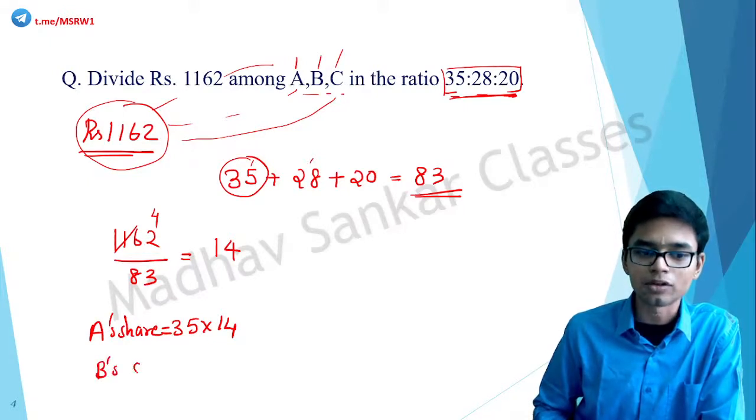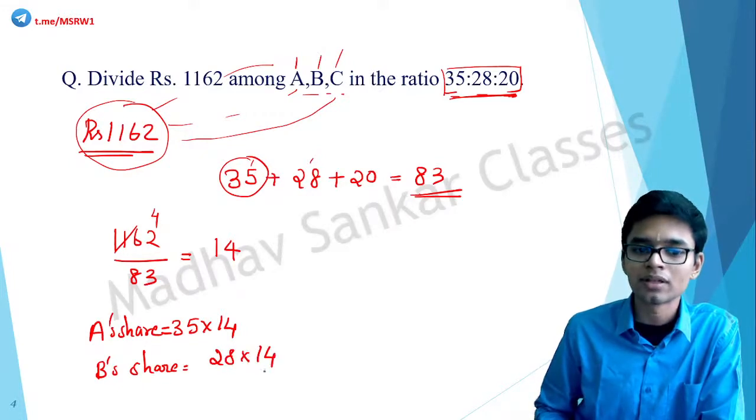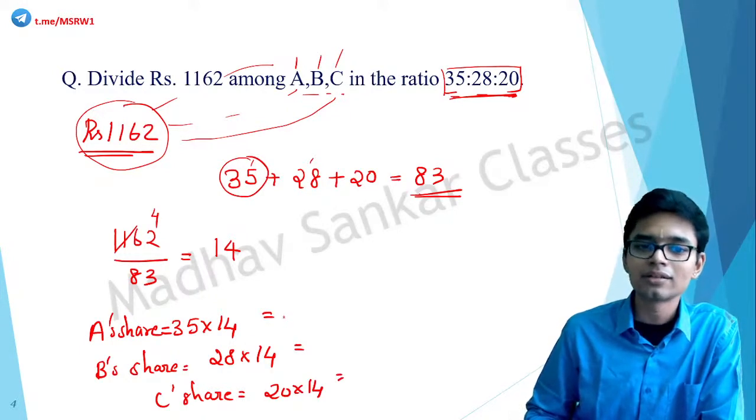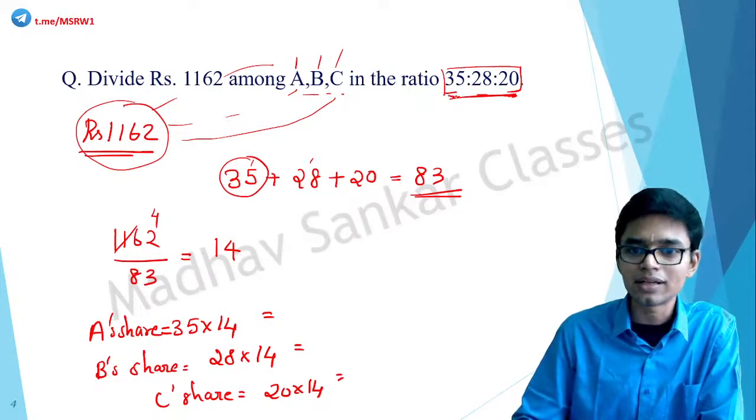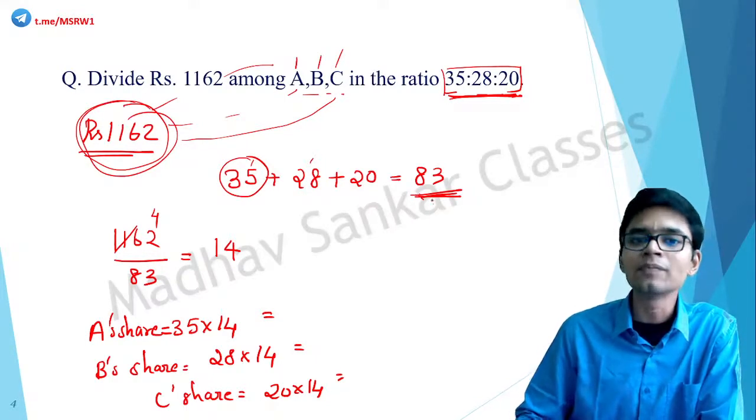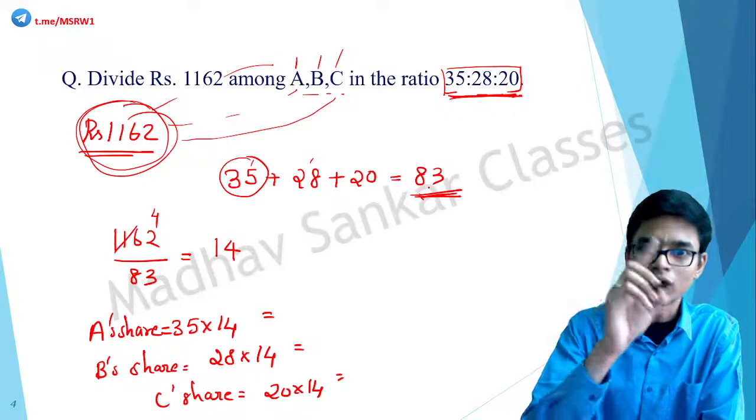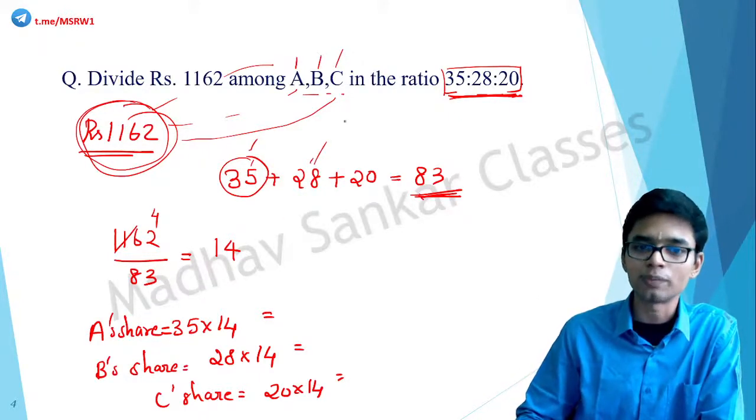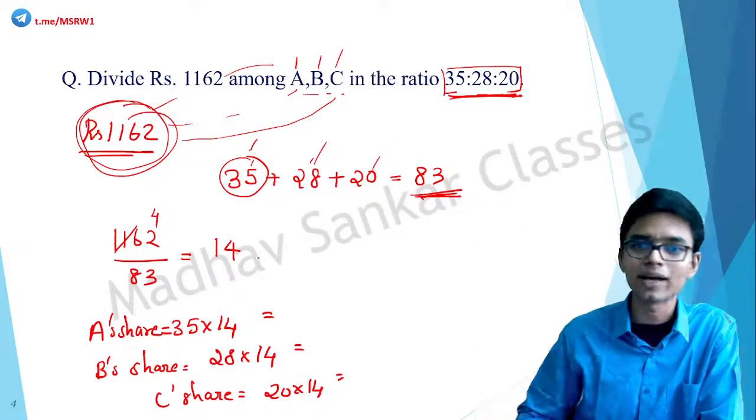B's share will be what? 28 parts. And C's share would be 20 parts. Correct? Think about it. This is the ratio. So we found the total number of parts, that is 83. We divided the total amount with 83. So we got what one part is. And now 35 parts for A, 28 parts for B, and 20 parts for C. Just multiplying it by these numbers.